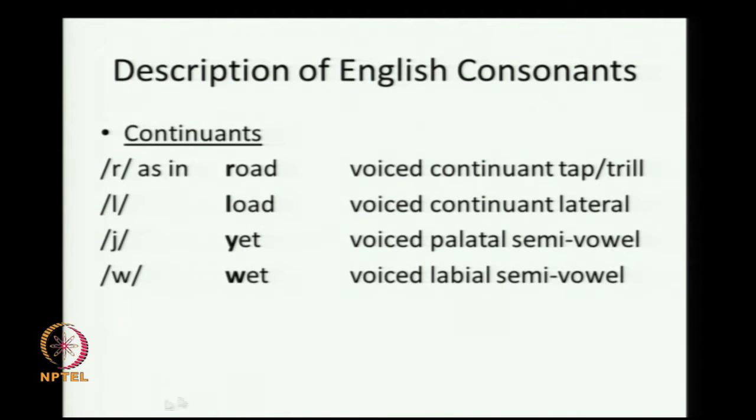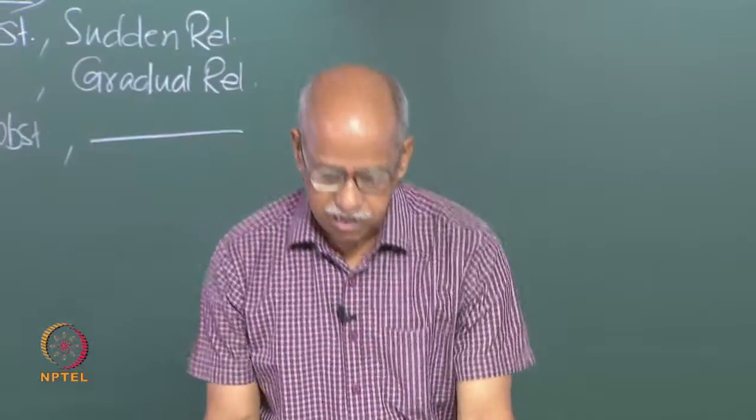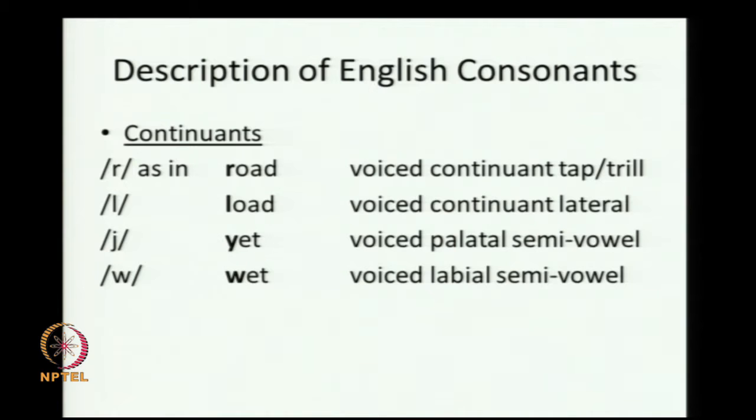Ya, as in yet, how do we describe it? Voiced palatal semi-vowel. You could also say voiced front semi-vowel. No problem, because there is only one. Or you can say wa, as in wet. To say wa, you have to round your lips. You cannot say it with flat lips, ordinarily speaking. So wa, as in wet, is voiced labial, because lips are involved. You could also say voiced back semi-vowel.